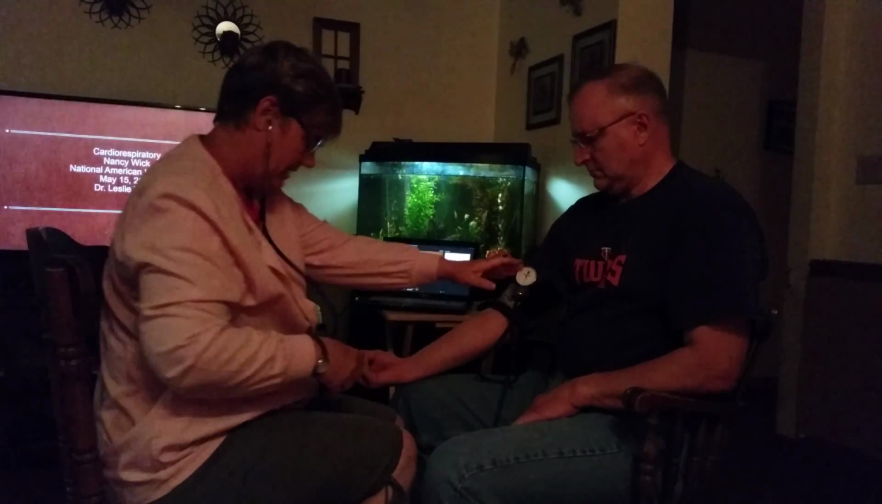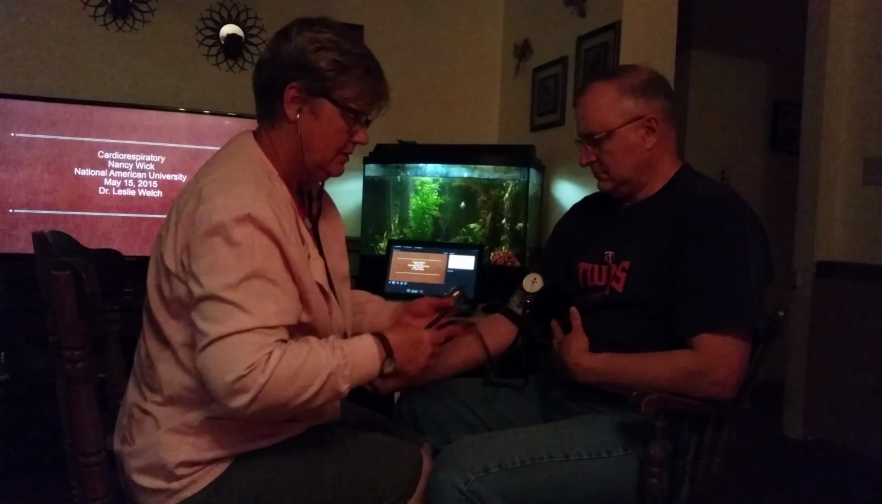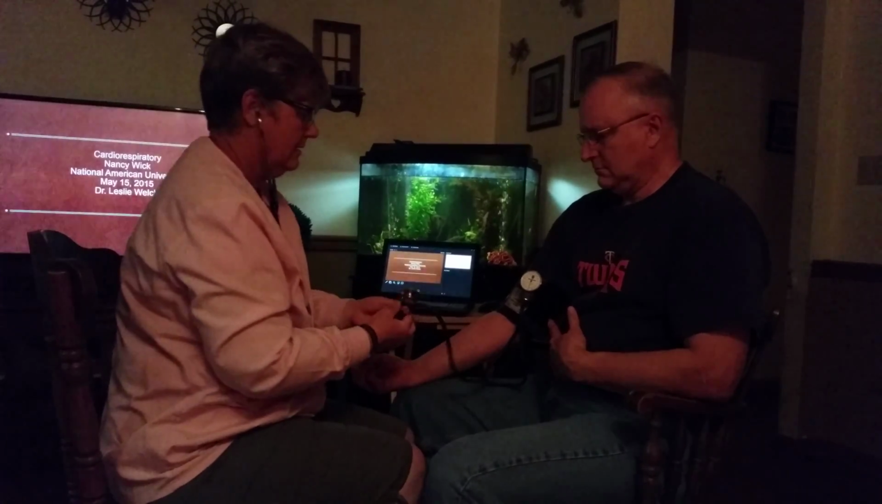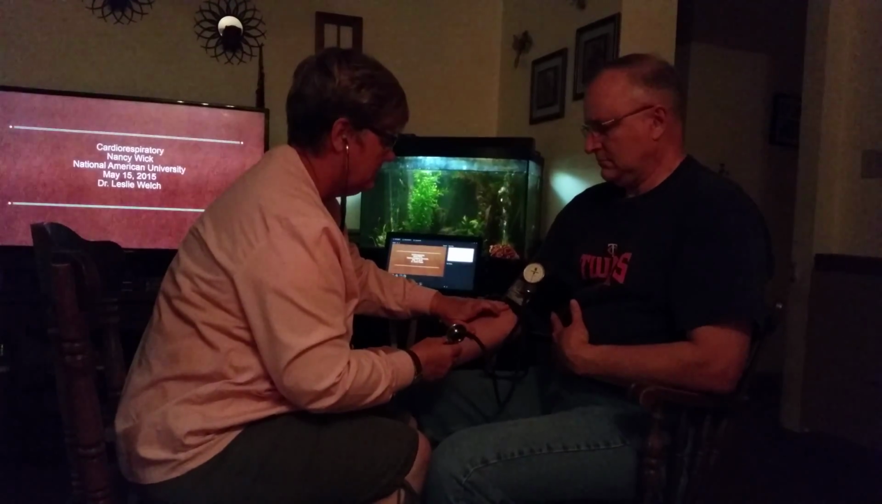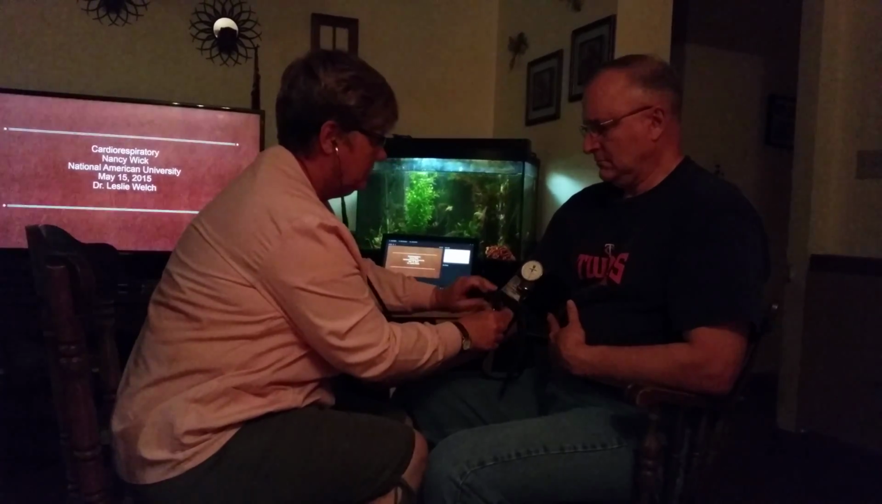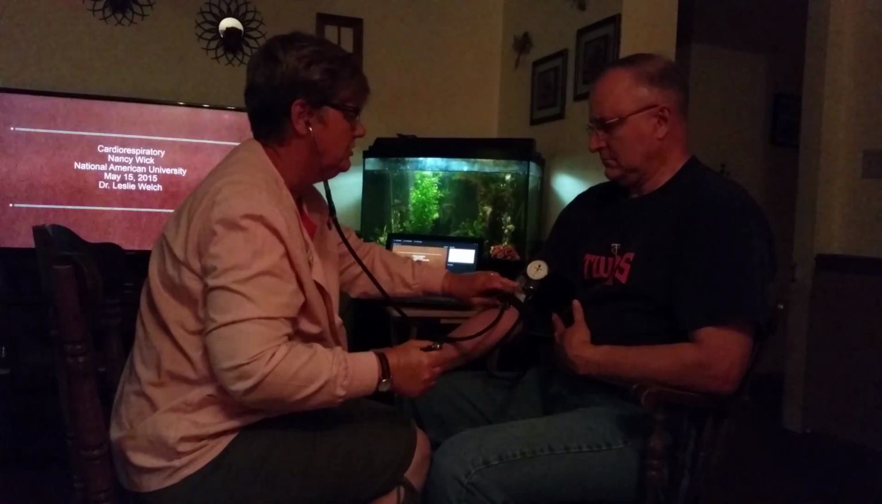Holding it in place. This is the gauge, and this is the cuff. You want to tighten it. Feel for the pulse. Put your blood pressure cuff, your stethoscope there, and tighten it and pump it up to 200.